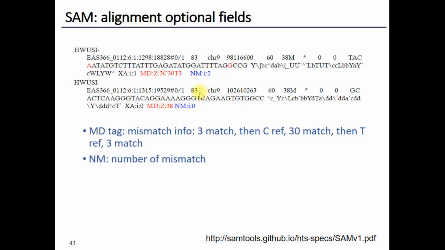For the optional fields, I want to mention two tags. One is the MD tag. It gives you the match or mismatch information. For example, here is 3 match, and then in the reference genome there is a C, but in the sequence read it's A. And then there are 30 matches, and then in the reference genome it's T, and in our sequence read it's G, and then there are 3 matches. So the total number of mismatches is 2.